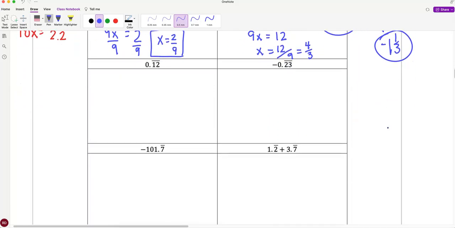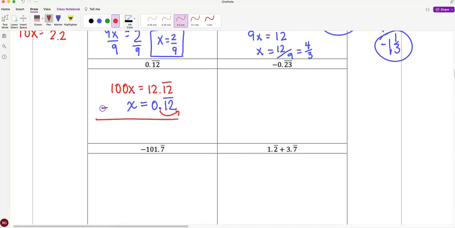Where it's a little bit different here is 0.12 repeat. So x equals 0.12 repeat. Here the repeat is 2 digits. I need to multiply so that I get a number that has the same repeat. So I need this decimal to move 2 places. In order to do that, I have to multiply by 100. 100x is 12.12 repeat.